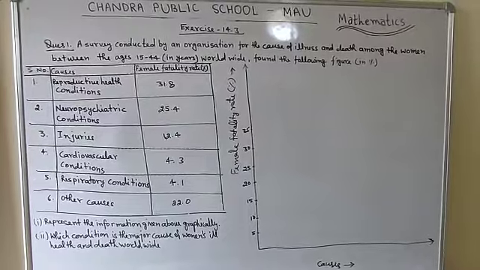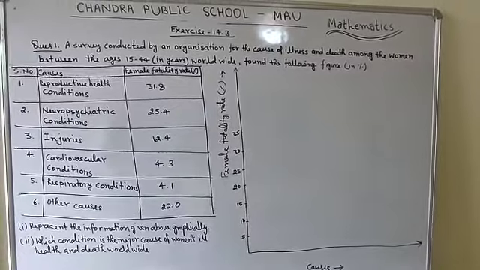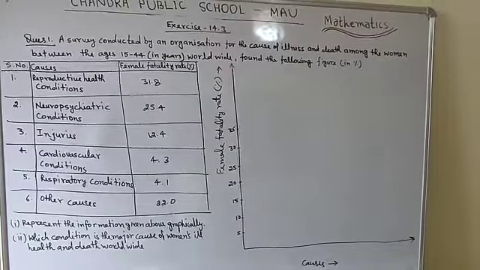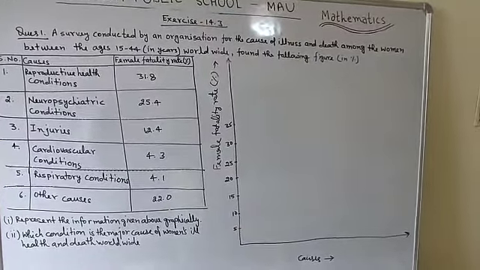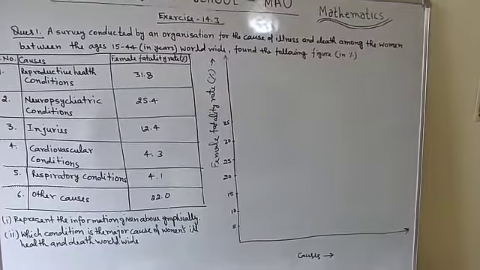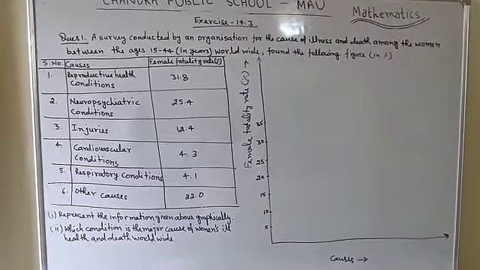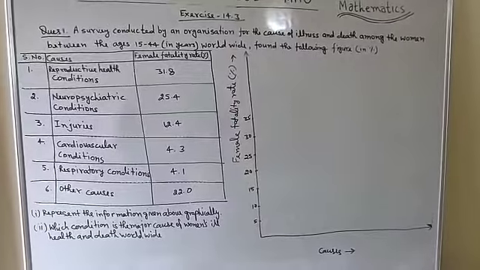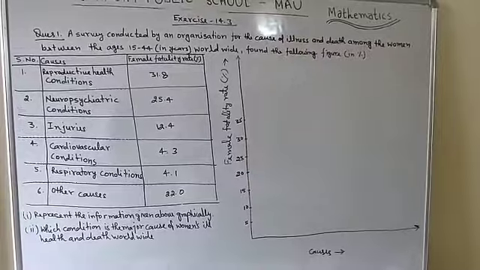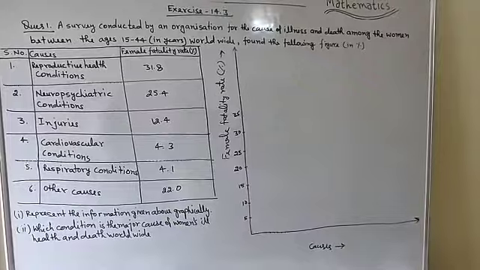So welcome here students. Today I am going to start the exercise 14.3. Here I have written the question number 1. A survey conducted by an organization for the cause of illness and death among the women between the ages 15 to 44 years worldwide found the following. So here a table is given in which the causes and the female fatality rate in percentage are given. So here 6 causes are given, for that percentage is given, and in the question number 1 first part it is asked to represent the information given above graphically.